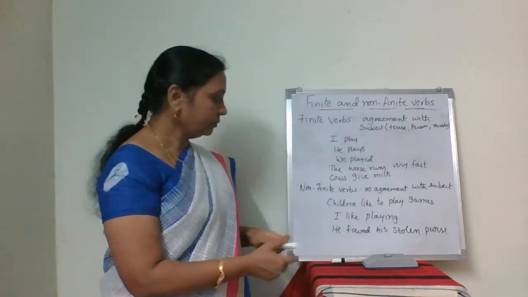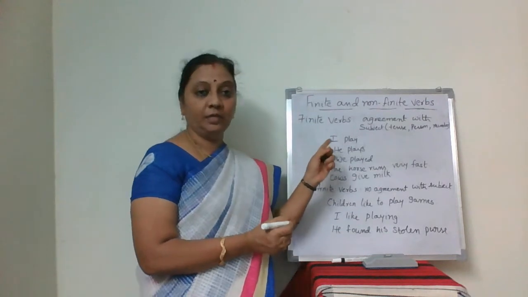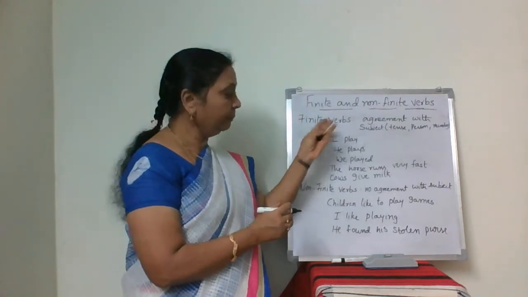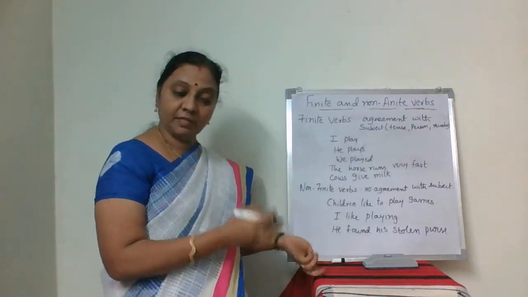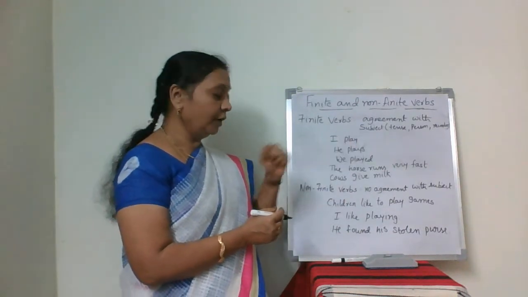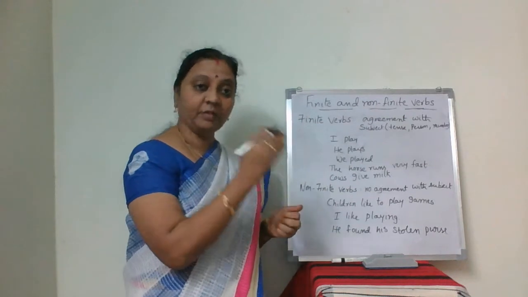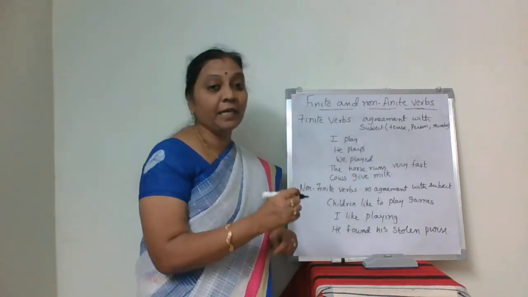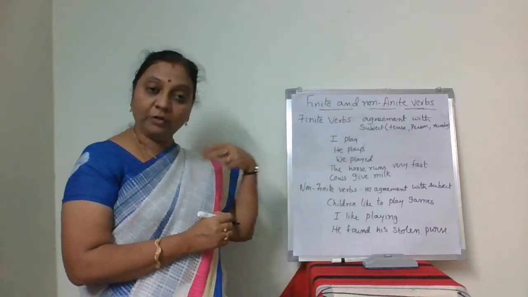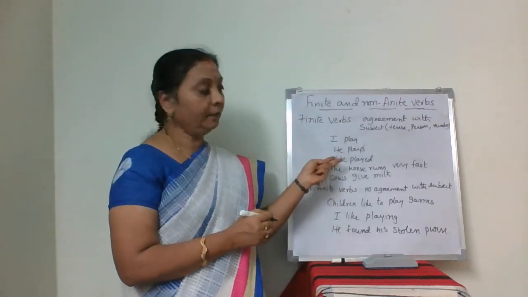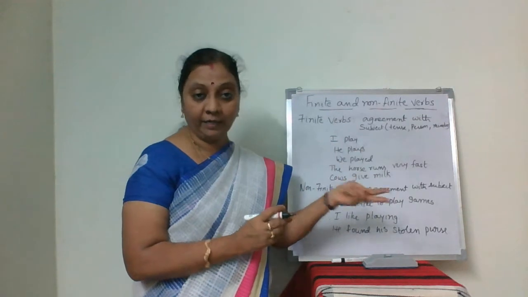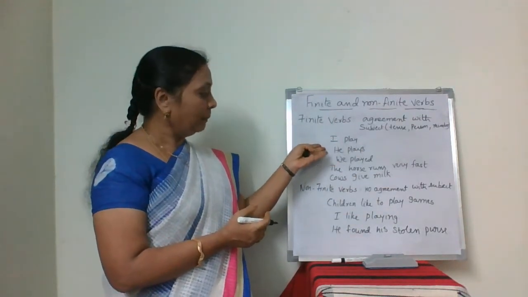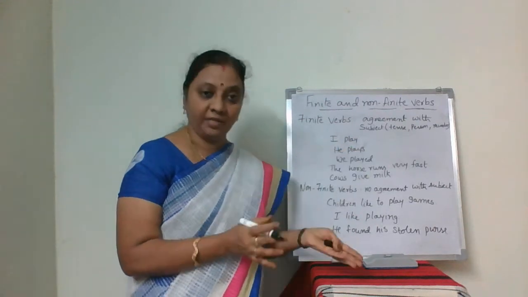How do finite verbs change? For example, if I use a first person subject, I play. The same verb, if we use it for third person singular, what do we do? We add s. He plays. If we want to express it in past, he played, or we played, they played. Like that. So based on the person, the tense changes.